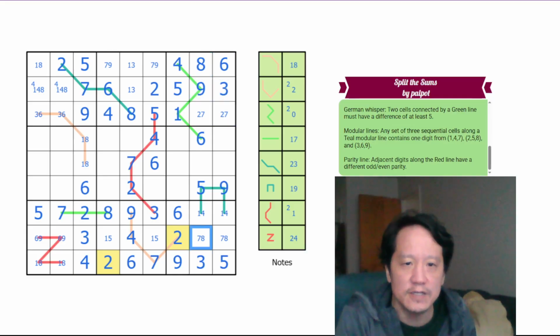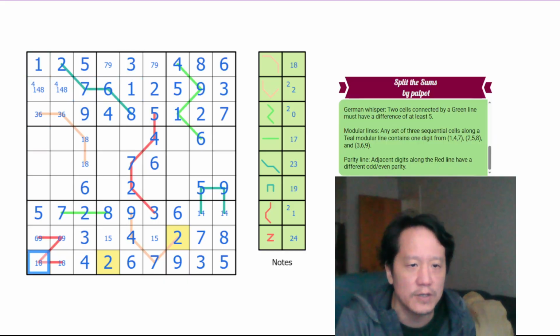8 eliminates 8 here, so it's 7 and 8. 7 eliminates 7 here, so it's 2 and 7. 8 eliminates 8 in row 1, so this is 1, which makes this 3, which makes that 1. 1 eliminates 1 from being here, so this is 8, this is 1. 8 eliminates 1 and 8 here, so it's 4, which makes this 8.